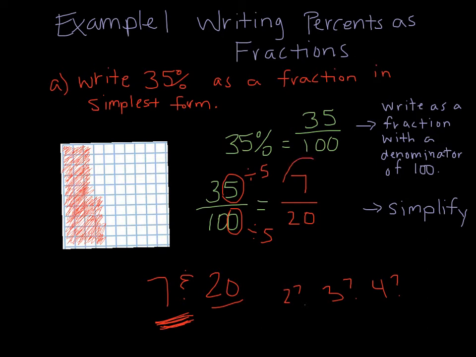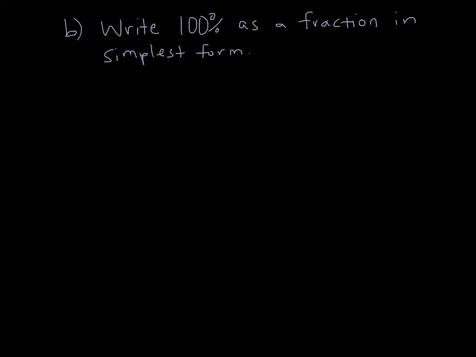You should also know that 7/20 is reduced all the way because 7 is a prime number. So my answer, write 35% as a fraction in simplest form, is 7/20. My next example is to write 100% as a fraction in simplest form.